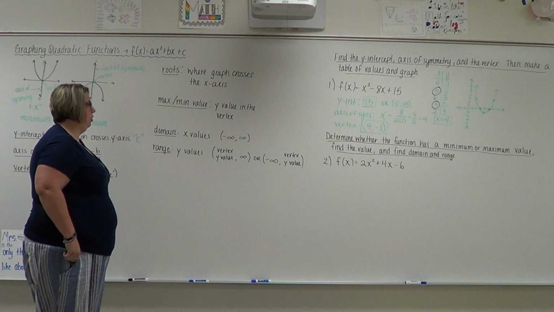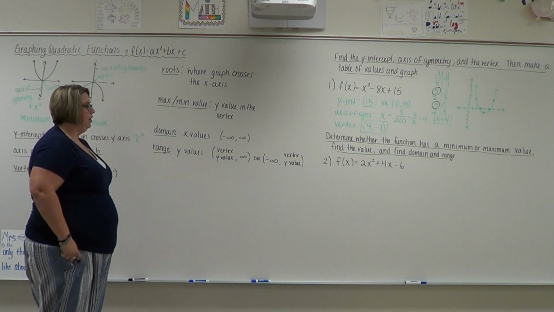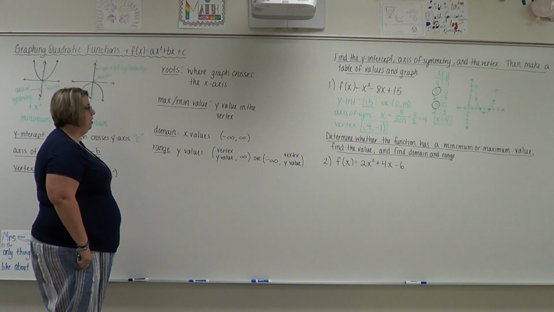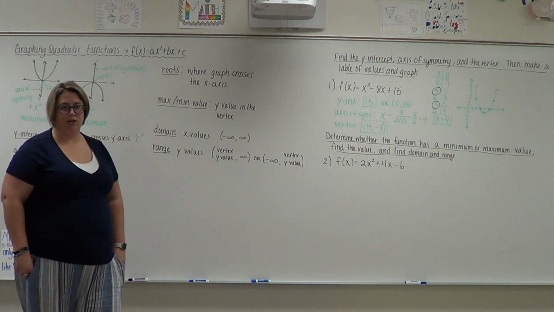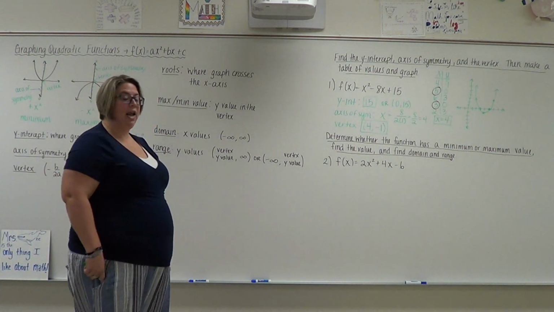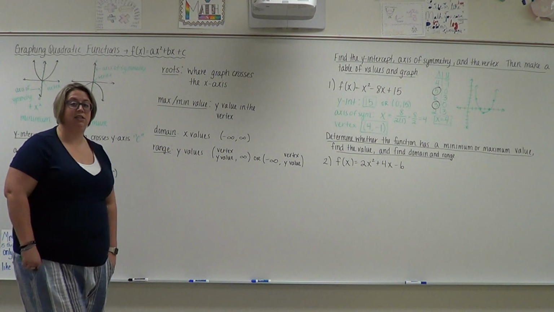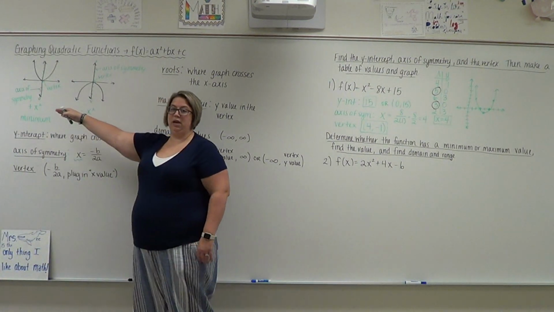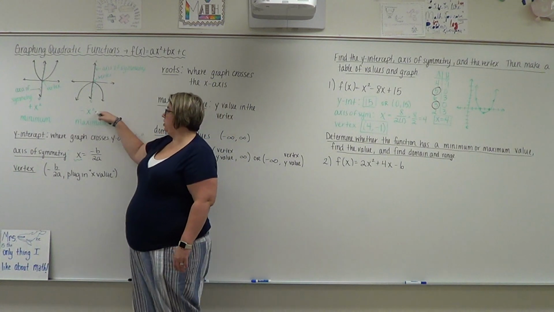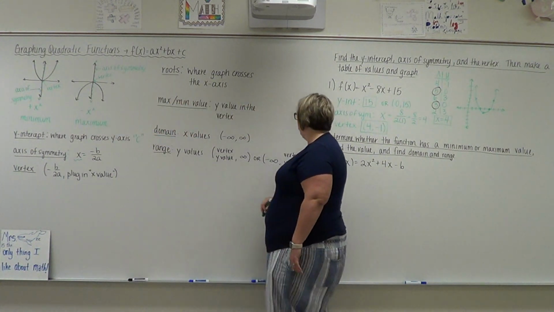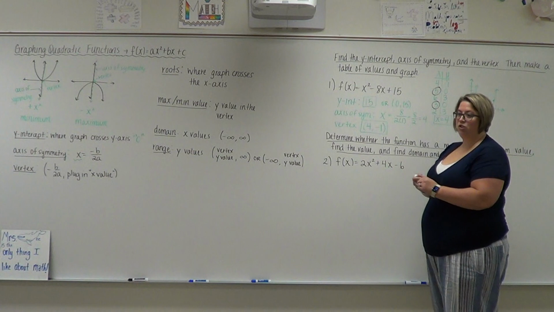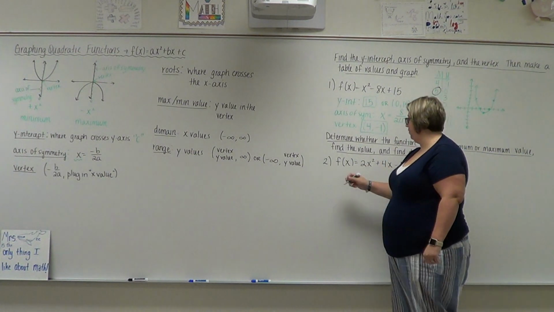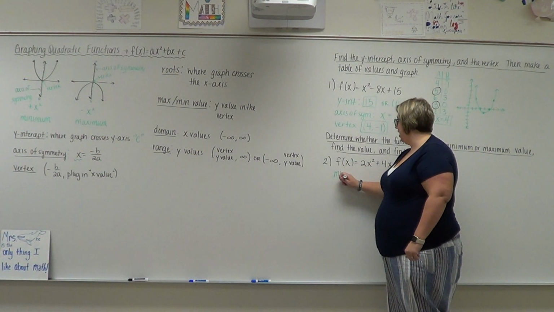Okay, for the second example, we're going to find if the function has a maximum or minimum, we're going to find the value, and then we're going to find domain and range. Well, domain and whether it's a maximum or minimum should be the easiest part. If it is a minimum, that means whatever x squared is positive. If the number for x squared is negative, it's a maximum. So if I'm looking at this, this is a positive 2x squared. That means this graph has a minimum.